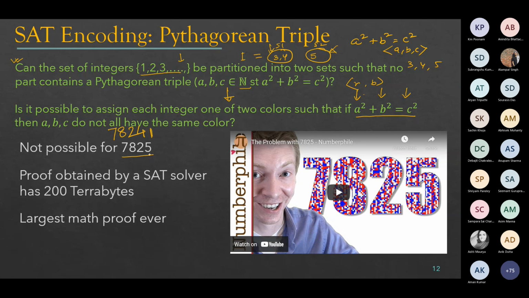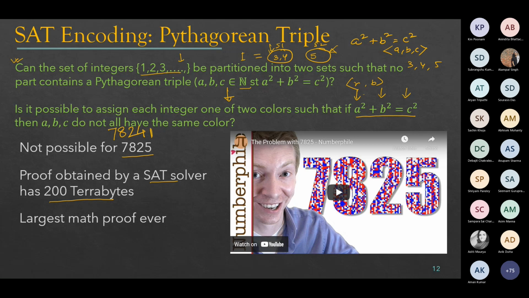And actually, the solution to this problem was demonstrated recently in 2016, and there was a paper published in Nature, and the proof was obtained by a SAT solver. And the point that is very astonishing is that the proof amounted to say 200 terabytes. So that is the size if you want to store the proof of this particular problem.